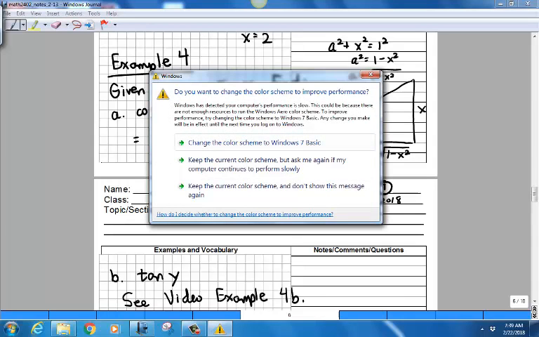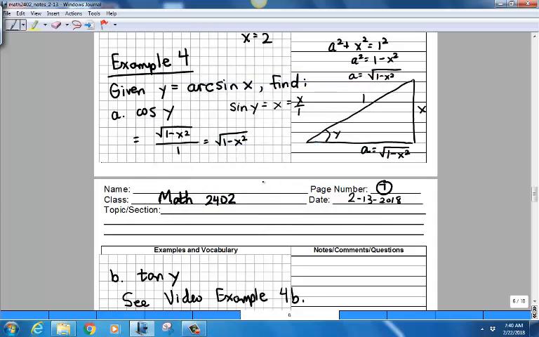So we did this in class last time, right? And then once we knew the three sides of the right triangle, then we were able to, of course, compute trigonometric values of the angle y. So we came up with cosine of y is going to be the adjacent over the hypotenuse. So that's square root of 1 minus x squared over 1.